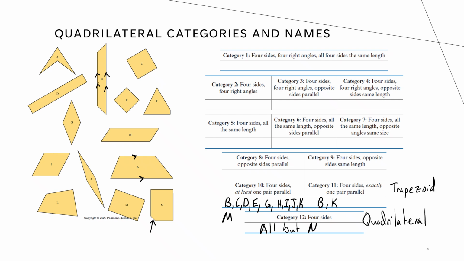Different mathematicians use different definitions for which one's a trapezoid. We're going to use category 10 as our definition of trapezoids. Now, different teachers will use different definitions. You'll have to look at the curriculum you're using to see which one makes more sense for your class when you're teaching.